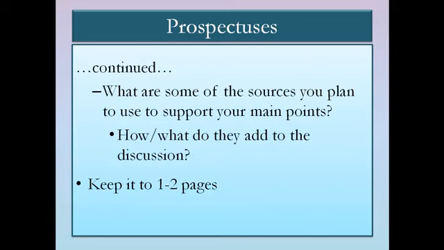What are some of the sources that you plan to use to support your main points? So in other words, what kind of literature are you bringing in? What kind of evidence do you have so far? What do those pieces of literature say about your topic? What are they going to add to the discussion? Those are just a few examples, but the prospectus should be a more free-form plan of exactly what you're going to cover and how. And again, you're going to keep it to 1 or 2 pages, and it's just a little bit more organic and a little bit less rigid than an outline.